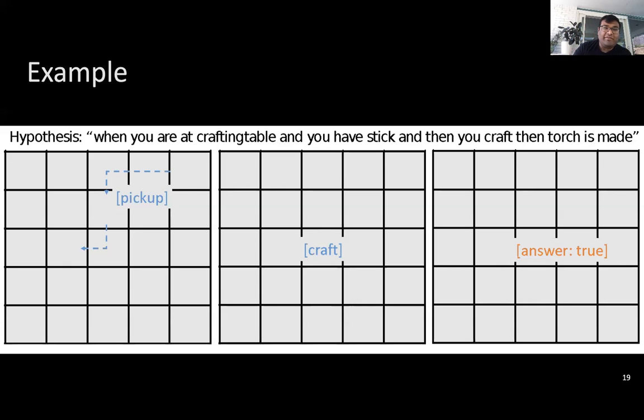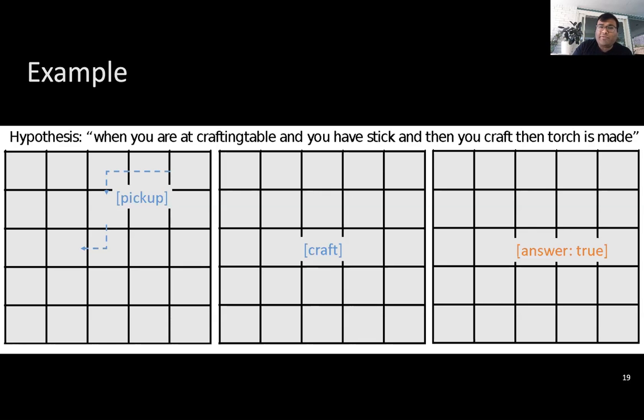So for example, in this grid world, the hypothesis we are given is: when you're at the crafting table, you have a stick, and then you craft, and the torch is made. To verify this hypothesis, the agent has to take actions. It has to first go and pick up the stick, then go to the crafting table, then perform the crafting action, and then see what happens essentially. If a torch is made, then the hypothesis is true. If the torch is not made, then the hypothesis is false.